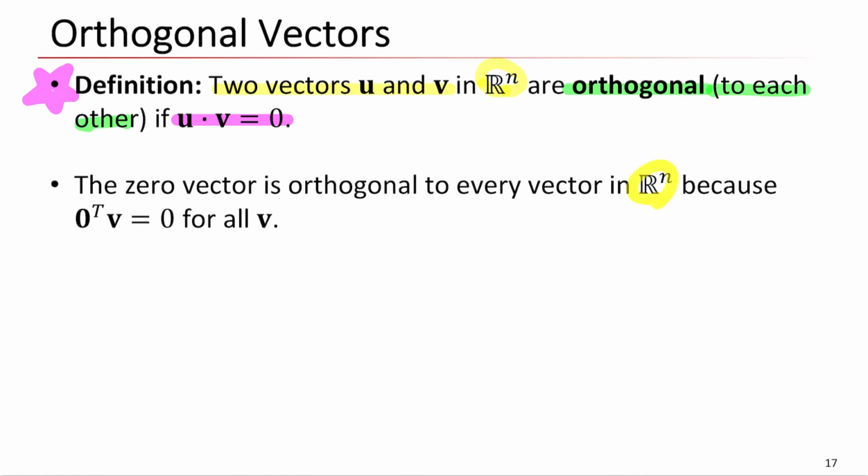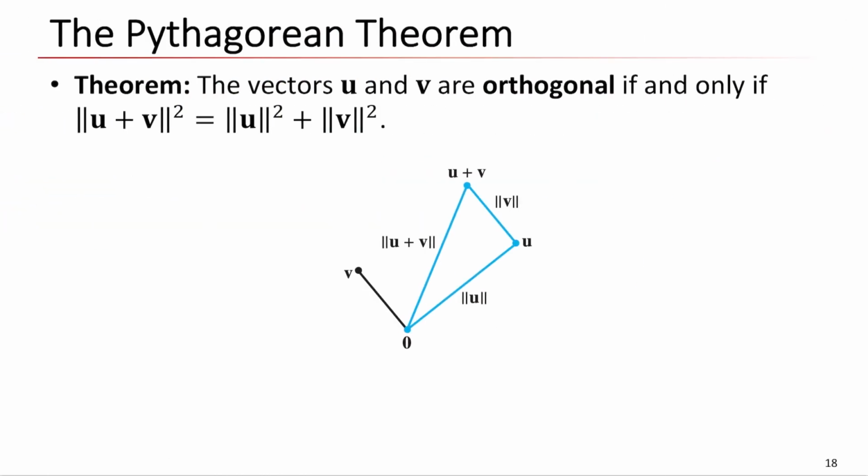And the 0 vector is also orthogonal to every vector in Rn space, because the 0 vector transpose v is only v, just v, right? So we can easily say that the zero vector is orthogonal to every vector in Rn space, right?